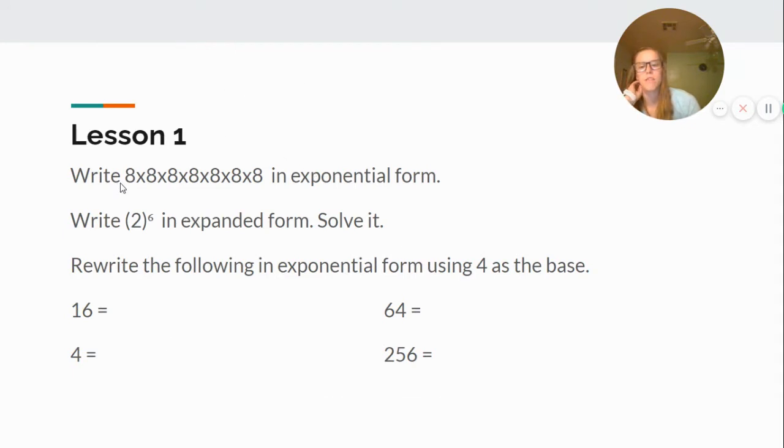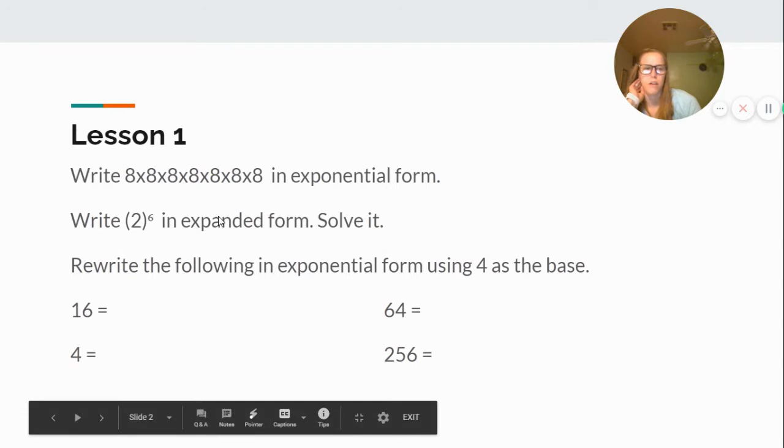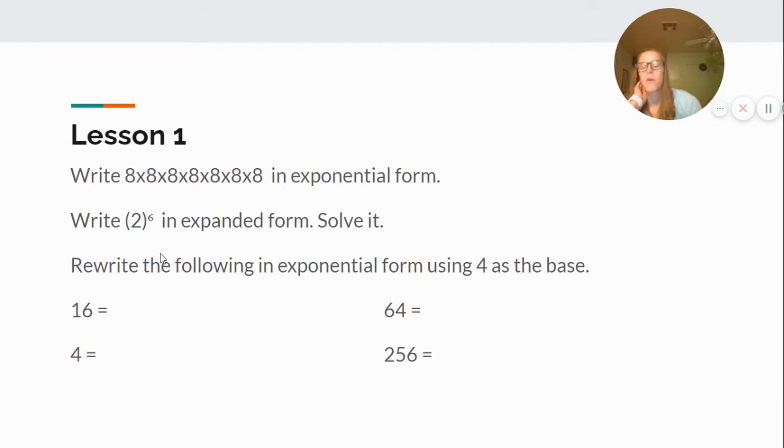So first we have 8 times 8 times 8 times 8 times 8 times 8 times 8 in exponential form. How many 8s are there? 1, 2, 3, 4, 5, 6, 7. So we're going to write 8 to the 7th. And all the answers are actually on one sheet, so we will wait until we answer all of them and then double check our answers.